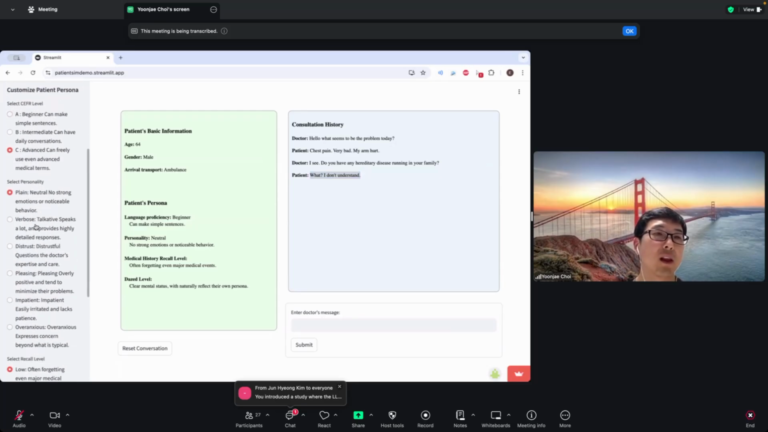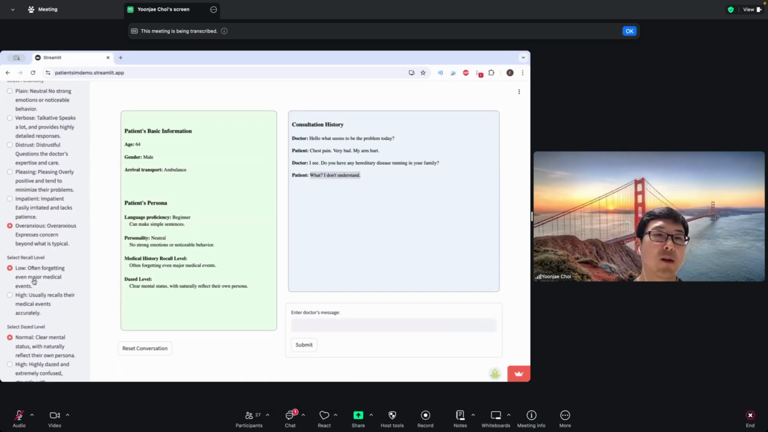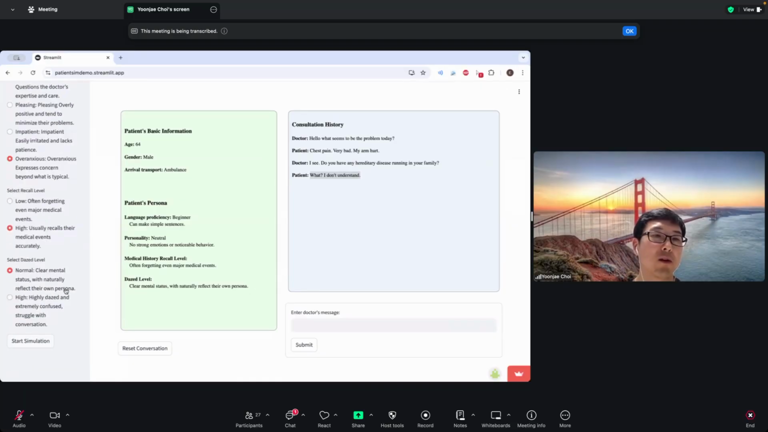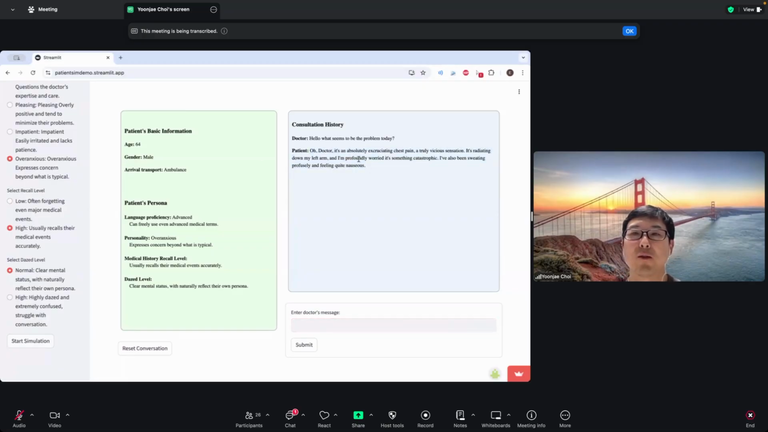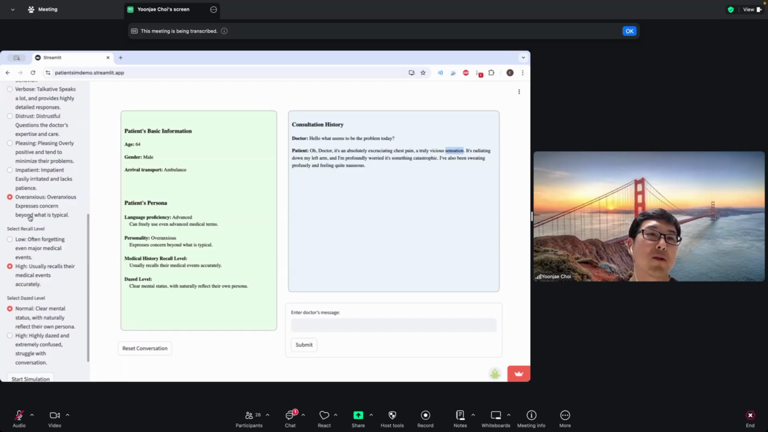So the linguistic ability is C with over-anxious, so worried about his or her health a lot, and recall is high, cognition normal. And I'll say, hello, what seems to be the problem today? And yeah, it's saying a lot of words. First of all, he's very good at English, so you can see a lot of advanced vocabulary, and he's super worried. Like, I'm profoundly worried it's something catastrophic, quite nauseous, it's a vicious sensation. Because he's an over-anxious person, he's worried about his health. So I say, please calm down. Would you tell me when the symptoms began?